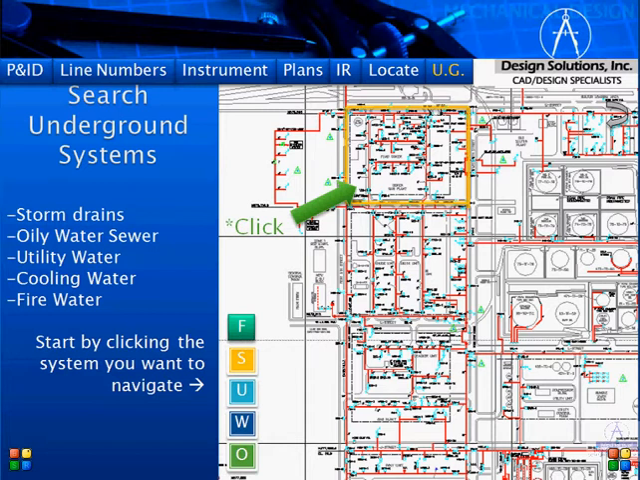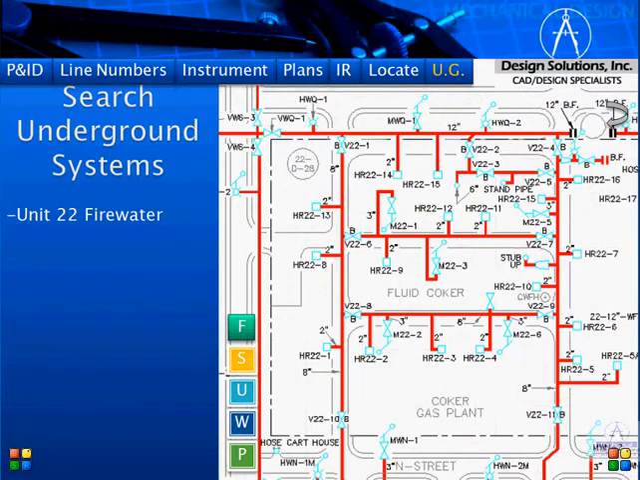Here I just want to go over real quickly the underground section. It works the same way how you would locate an item, but this is for underground systems. One of the major things is that a lot of places don't have updated underground drawings, so we established this system. It works the same way, and you can zoom in, and here we have different tabs for different processes. Right now we're reviewing fire water, but we can do storm drains, underground water piping, and all that.